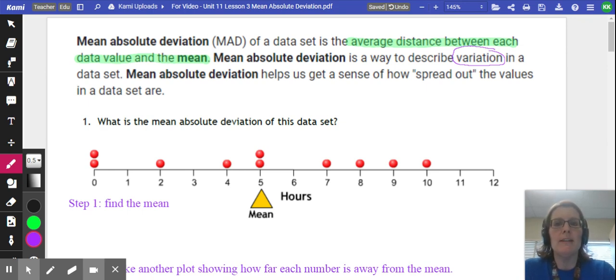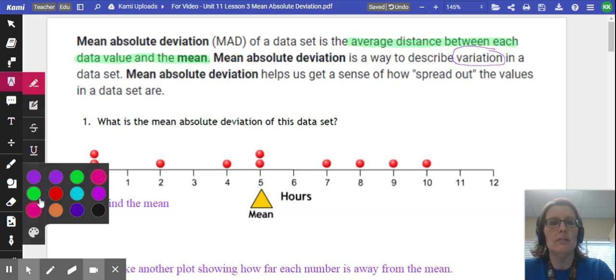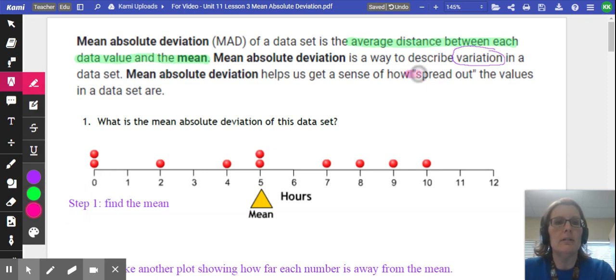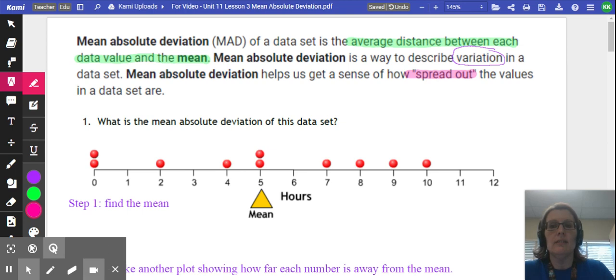So mean absolute deviation's purpose is to help us see how spread out our values are, so we can see if they're consistent. If there is a small mean absolute deviation, that means the numbers are pretty close together. They're very consistent. If there's a large mean absolute deviation, that means they're really spread out, so they're not as consistent.